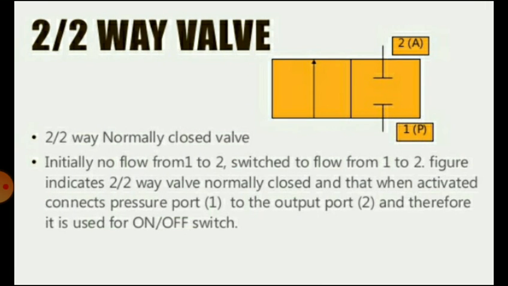Then the first valve, that is the 2 by 2 way valve. So the 2 by 2 way DC valve is a normally closed valve. So initially there is no flow from 1 to 2.